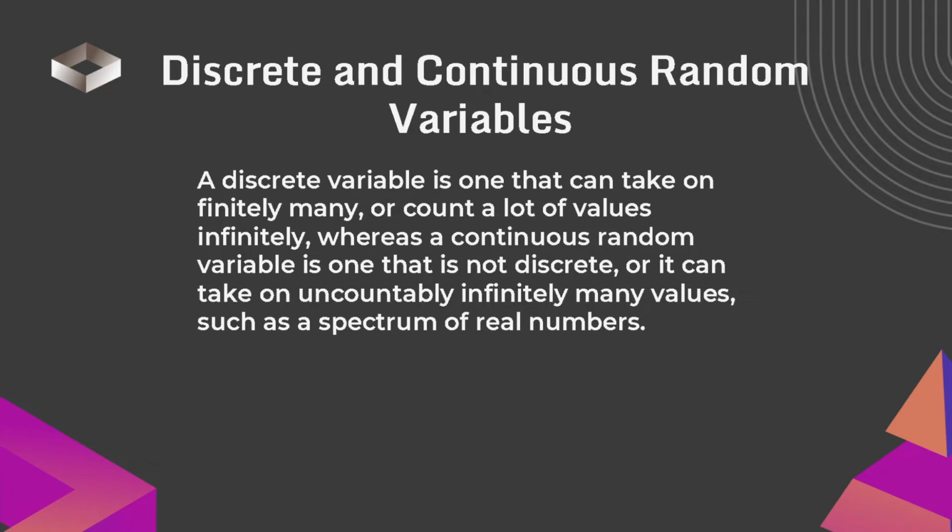A discrete variable is one that can take on finitely many or countably infinitely many values, whereas a continuous random variable is one that is not discrete, or it can take on uncountably infinitely many values, such as the spectrum of real numbers.